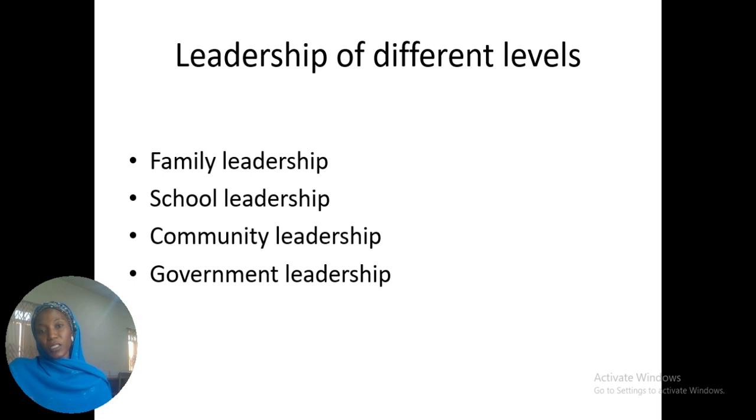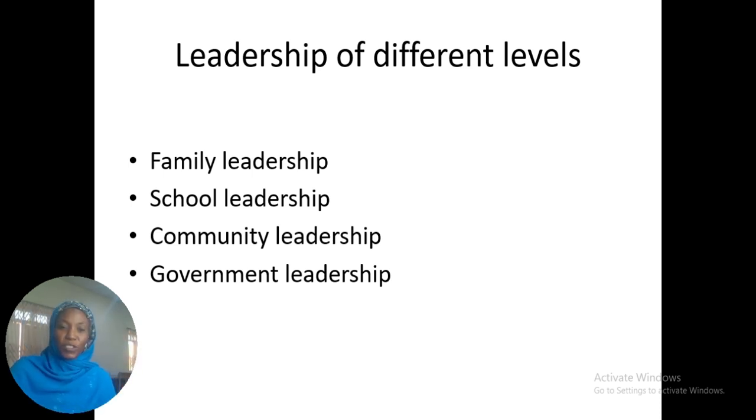Then we look at leadership at different levels. We have family leadership, school leadership, community leadership, and then government leadership. Under the family leadership, there are people that are responsible for leading us at home. The father is there, the mother, and our siblings. Our elder brothers and sisters are also leaders, so we need to accord respect to them. Leadership in school, we have from the head of the department, the administrative department, down to our managers. They are all leaders. Coming down to the class level, your class representative is also a leader in the class.